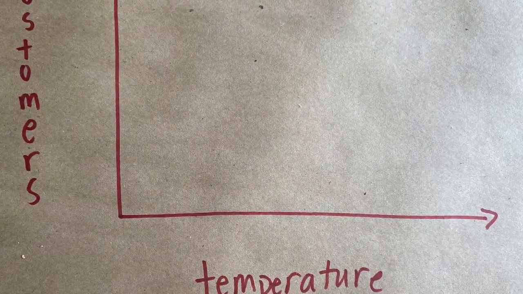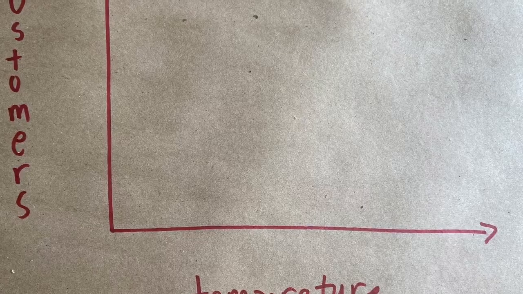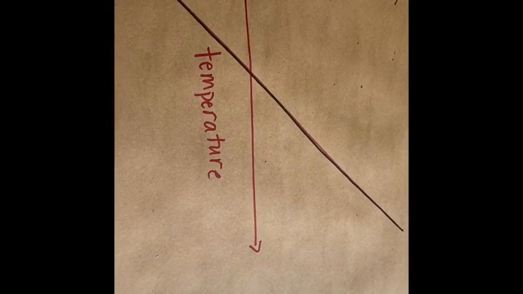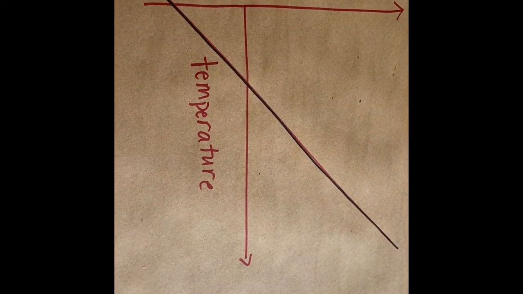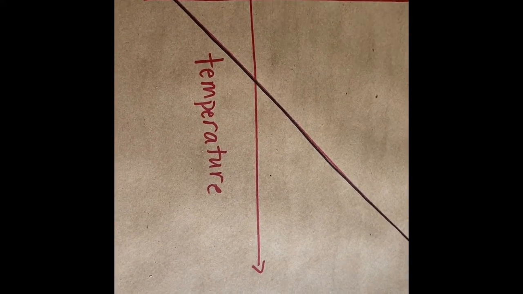Okay, so let's make some more sense of our line. Let's remember that it's not really just x and y, it's temperature and customers. So that's really important to remember. Your graph is representing temperature and customers. Okay, so what you need to do is you need to look at the line of best fit that shows the relationship between temperature and customers.